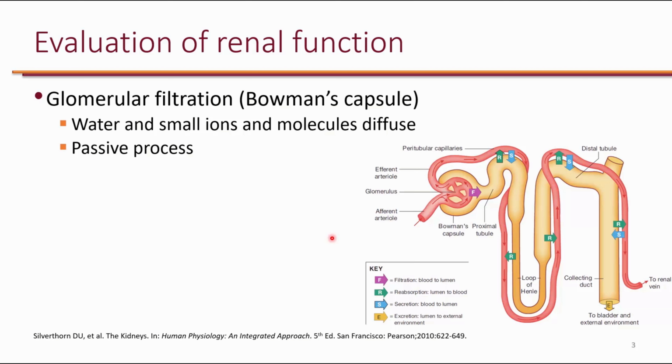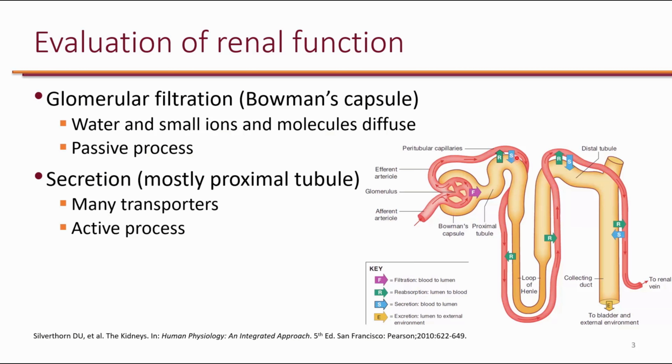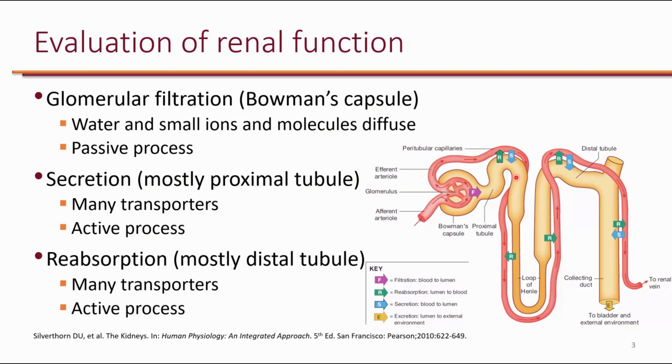Glomerular filtration is a passive process that occurs in the Bowman's capsule. During this process, water and small ions and molecules, including drugs, diffuse passively into the lumen. Secretion is an active process that occurs mostly in the proximal tubule. There are many transporters involved that secrete substances into the tubule. And finally, there is reabsorption, which is also an active process, and it mostly occurs in the distal tubule.